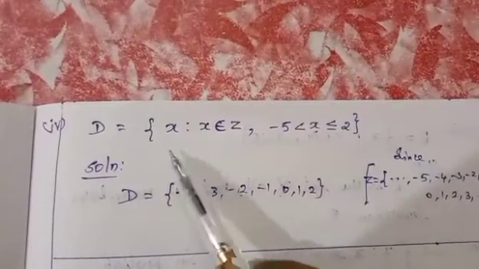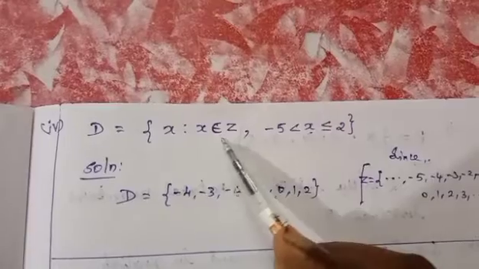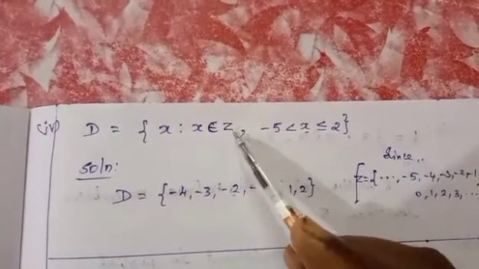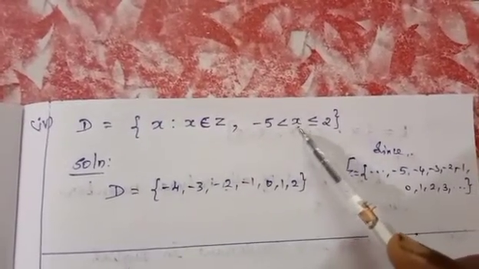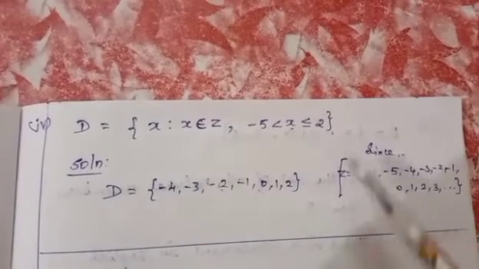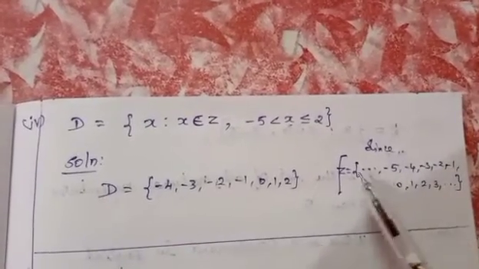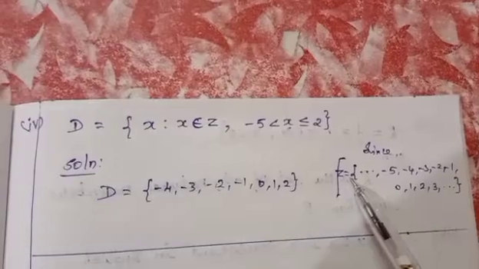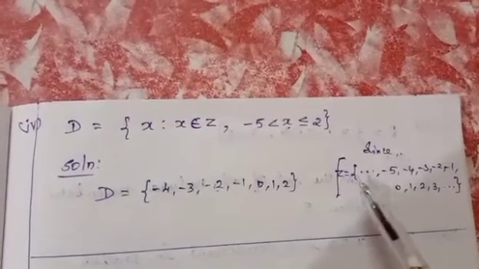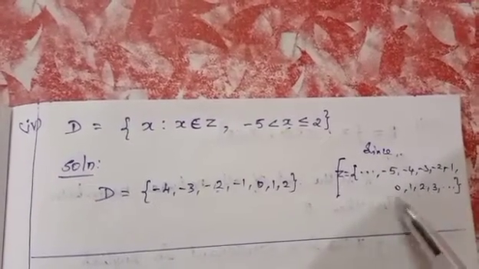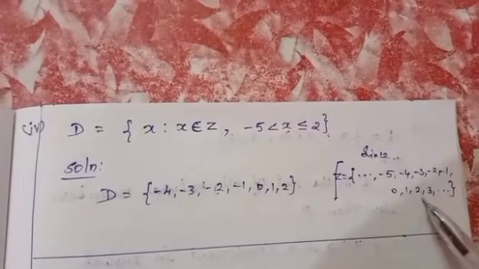Fifth question, D is equal to set of all x such that x belongs to integer. Z means an integer. Minus 5 less than x less than or equal to 2. First you have to write the definition. Z equal to, so integer is a set of all negative numbers, 0 and positive numbers. First you have to write this.